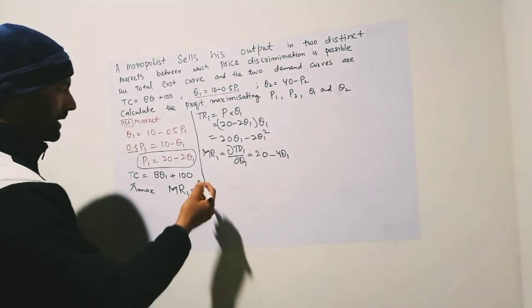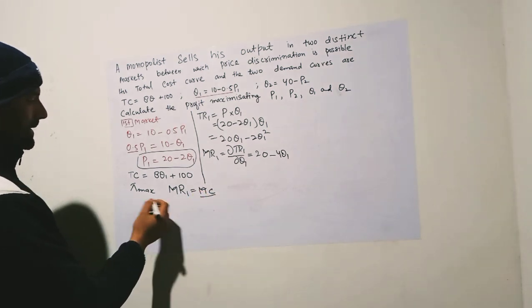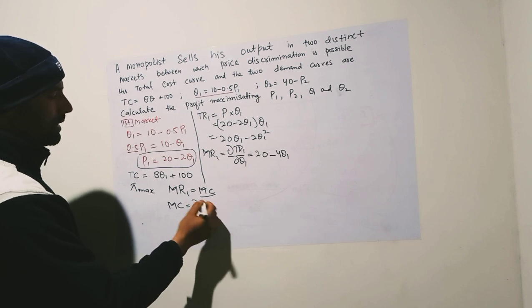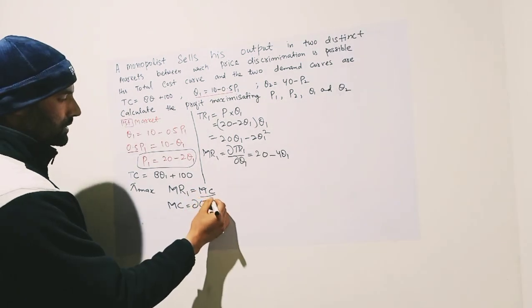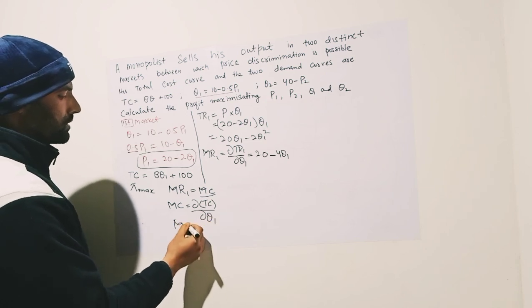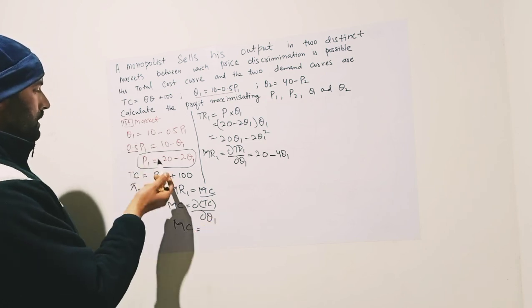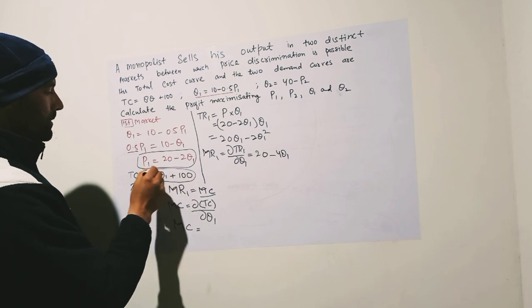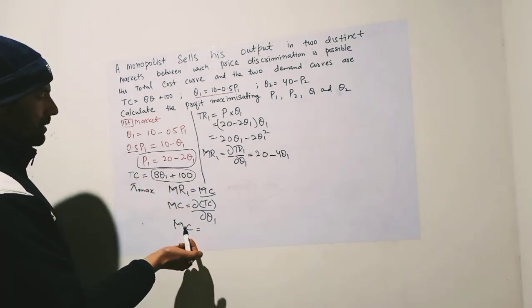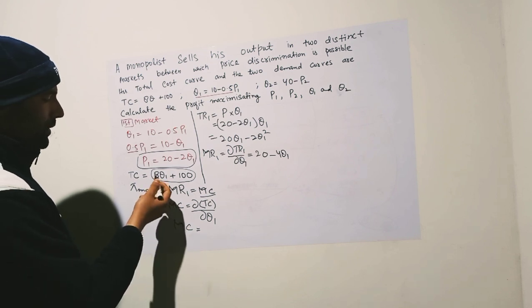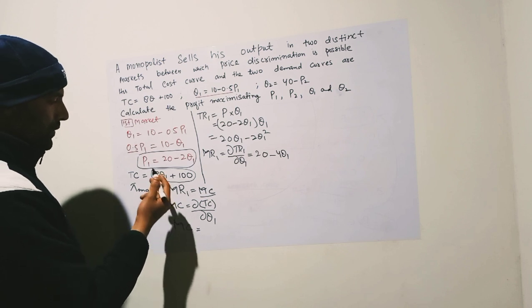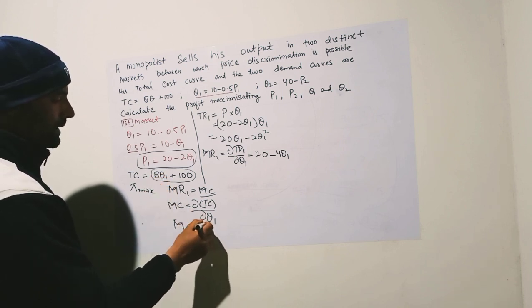Let's calculate the marginal cost also. Marginal cost is simply the derivative of total cost function with respect to q1. So our marginal cost will be the derivative of the total cost function; the derivative of q1 is only 1, so we will be left here with 8.